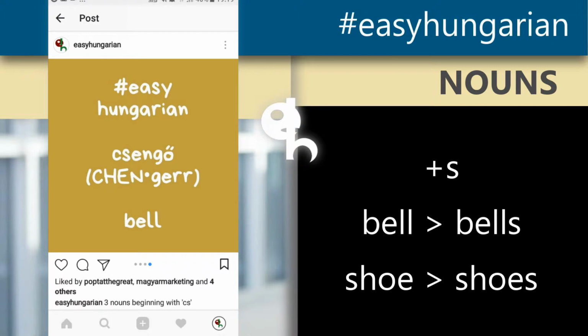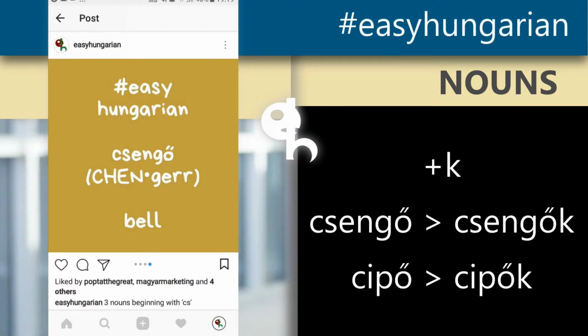And in Hungarian they have a similar thing, but instead of adding an S they add a K. So for instance csengő, which is bell, would become csengők with a K on the end. Similarly with cipő, shoe, if you want to say shoes you say cipők with a K on the end. But of course if only it was that simple.